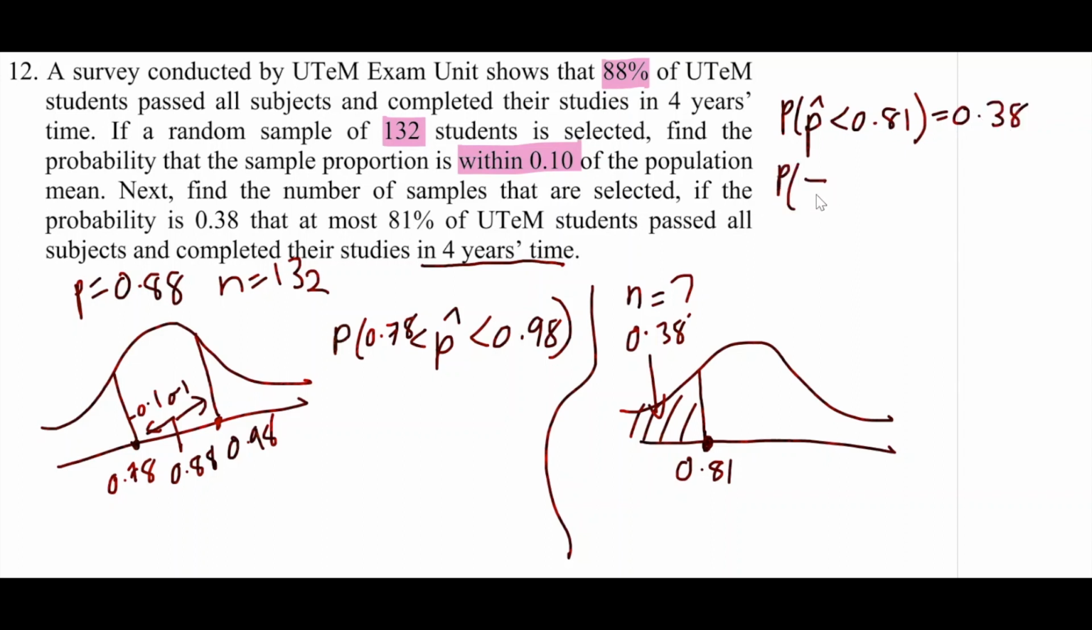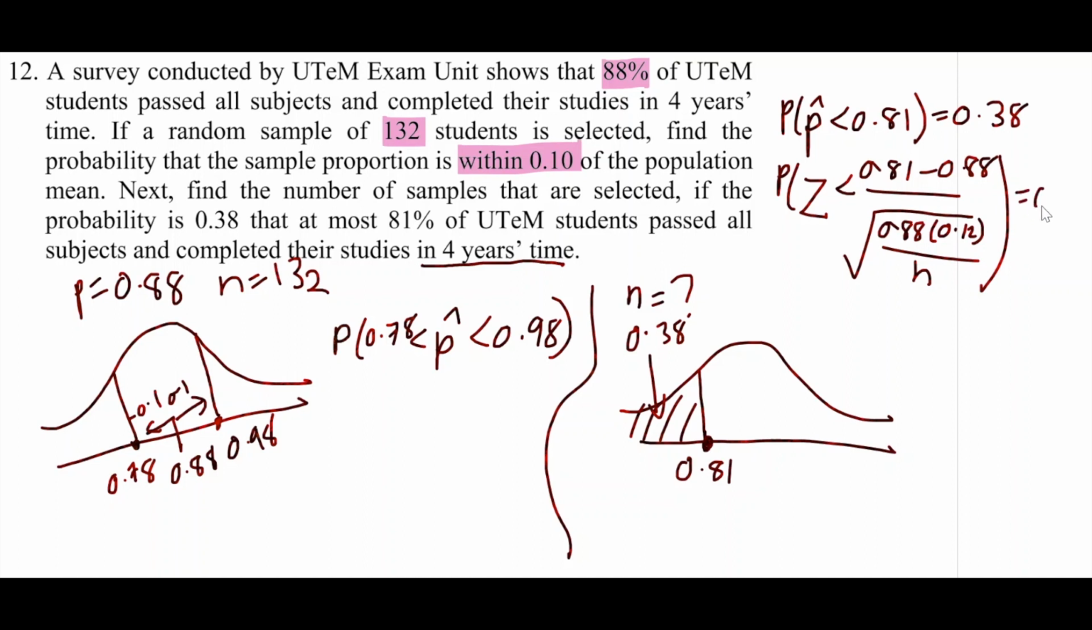And then I would transform to 0.81 minus 0.88 divided by square root of 0.88 times 1 minus 0.88, which is 0.12, over n. This is 0.38. You could find n simply by checking out the probability in your statistical table and looking for the z value. And remember, once you get the value of n, if it's a decimal, you need to change it to an integer. How do you change it to an integer? You need to round up.